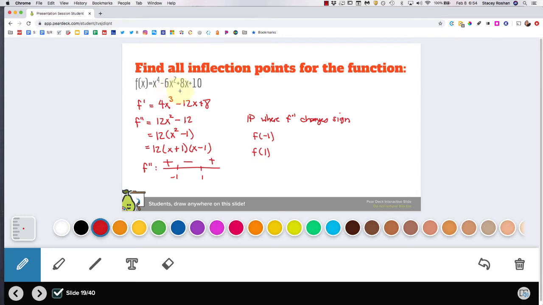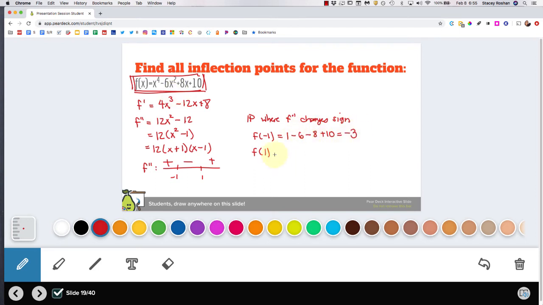But inflection points are points, and they're points on the curve. Whenever you have points, they're on the curve. So you have to plug it back into the original function. F of -1 is going to be -1 to the fourth is 1, minus 6 times -1 squared is -6, plus 8 times -1 is -8, plus 10. And then we have 11, minus 8 is 3, minus 6 is -3.